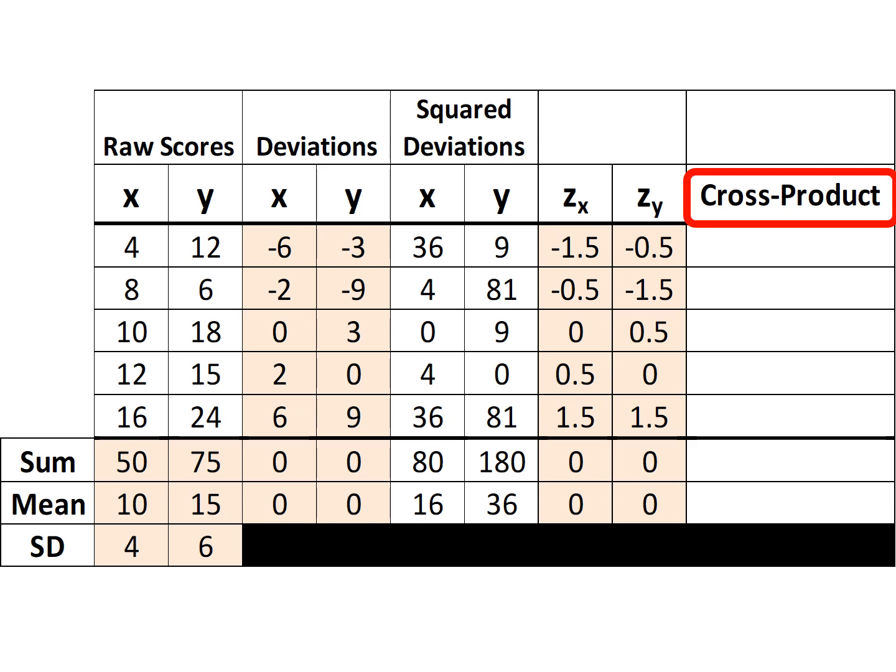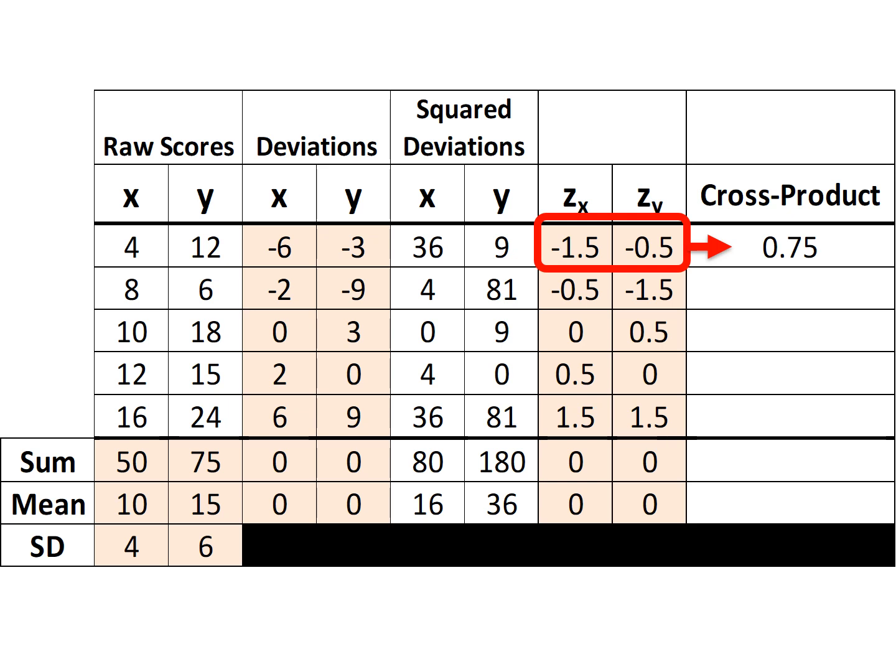This next step is to calculate the cross products of the z-scores. Although the term cross products is probably new for you, the idea is actually very simple. To find the cross product of these two z-scores, we simply multiply them together.